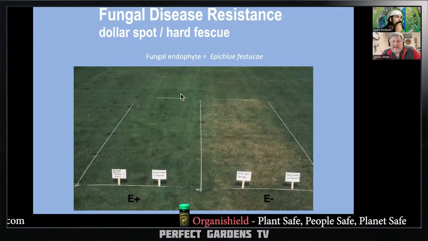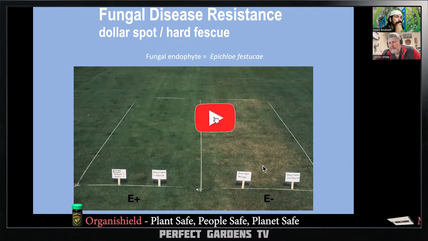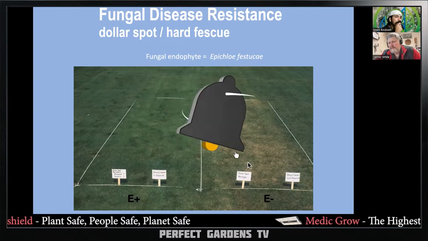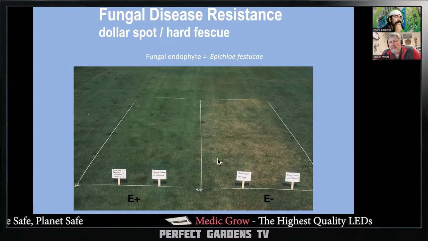And the plot to the left has an endophyte in it, an Epichloë endophyte. The plot to the right doesn't. And you can see that there's a disease called dollar spot all over this.